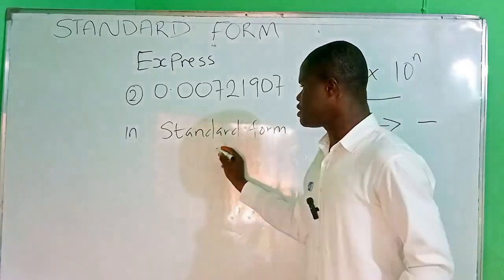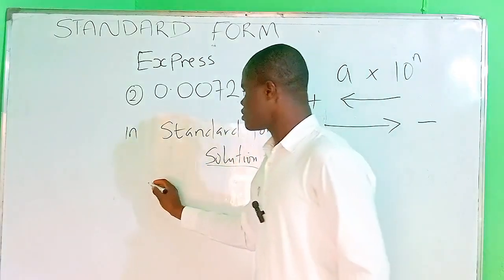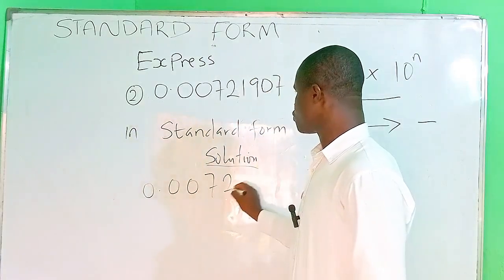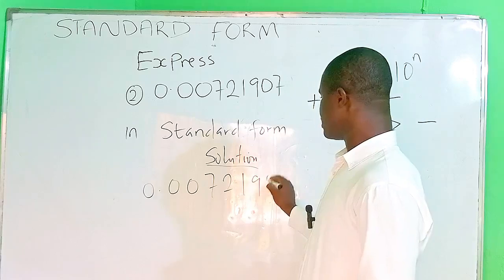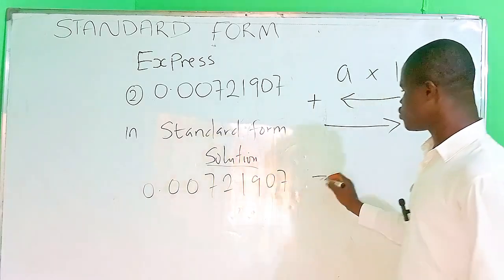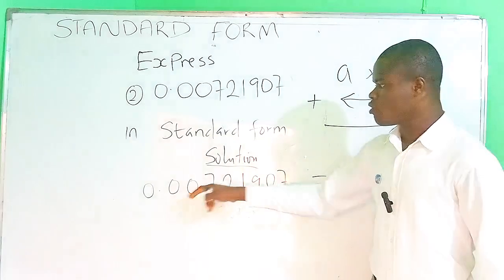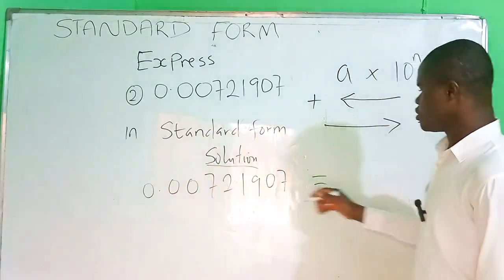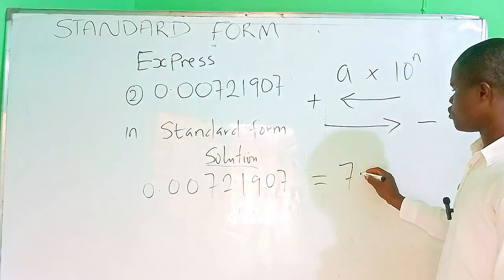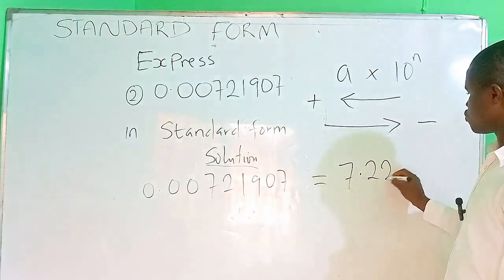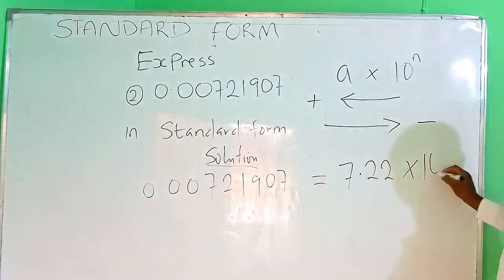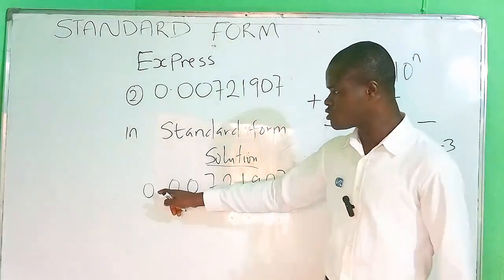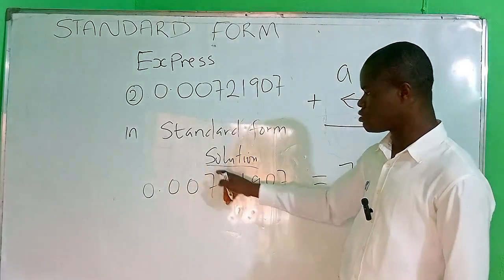So this one is 0.00721907. So this will give us, move decimal point 1, 2, 3. So this becomes 7.22 times 10 raised to power minus 3, because we move 3 times: 1, 2, 3.